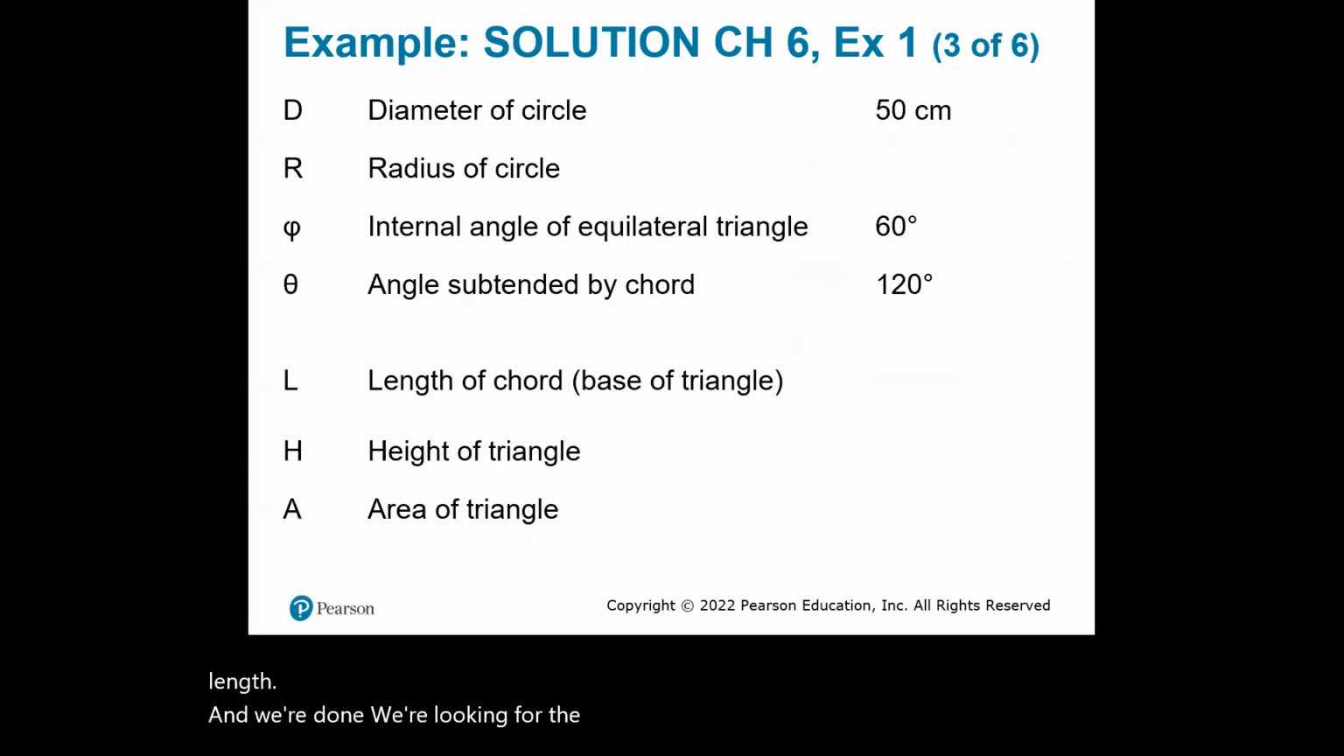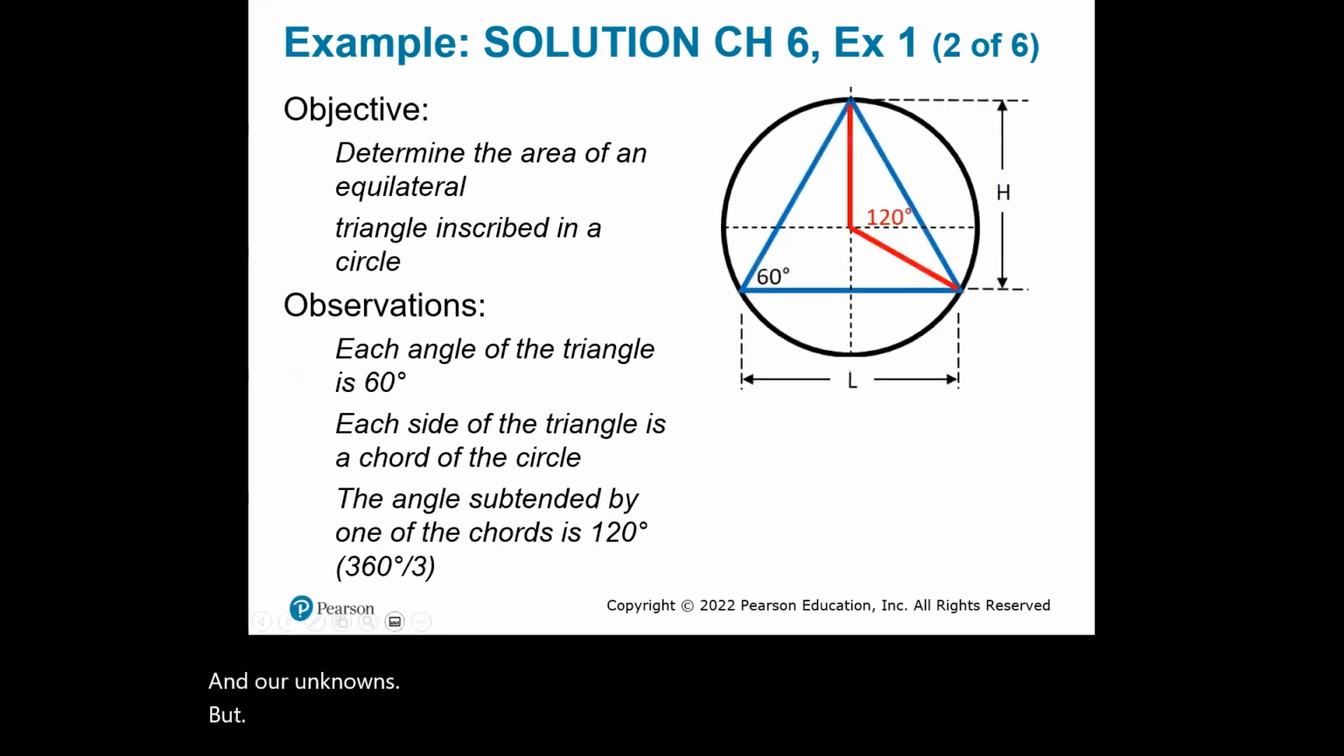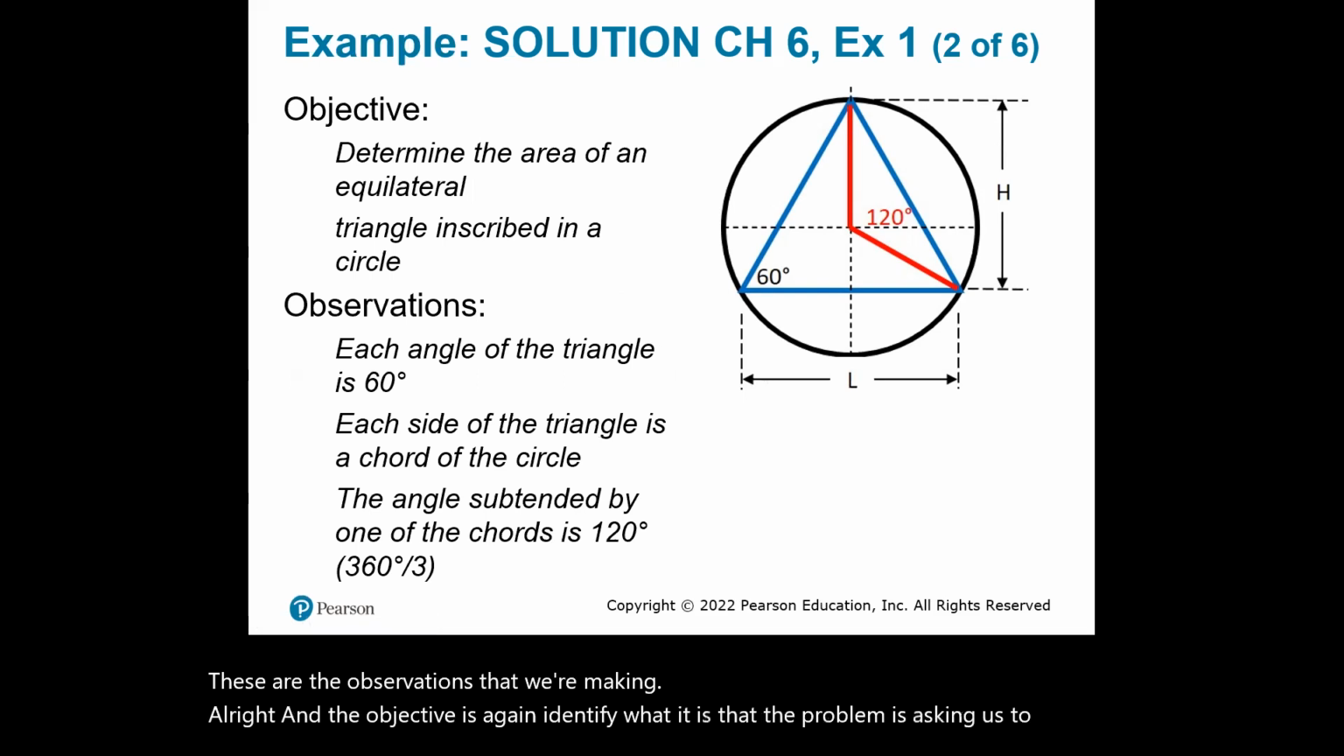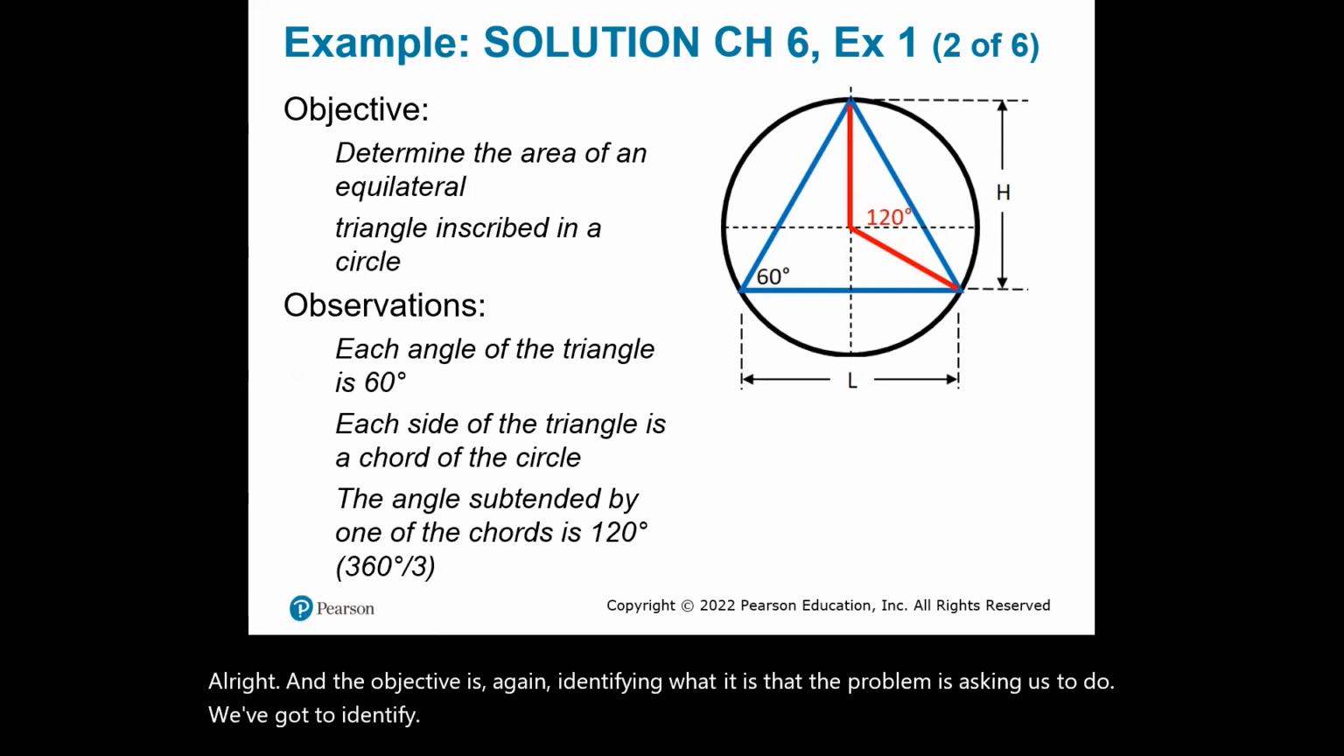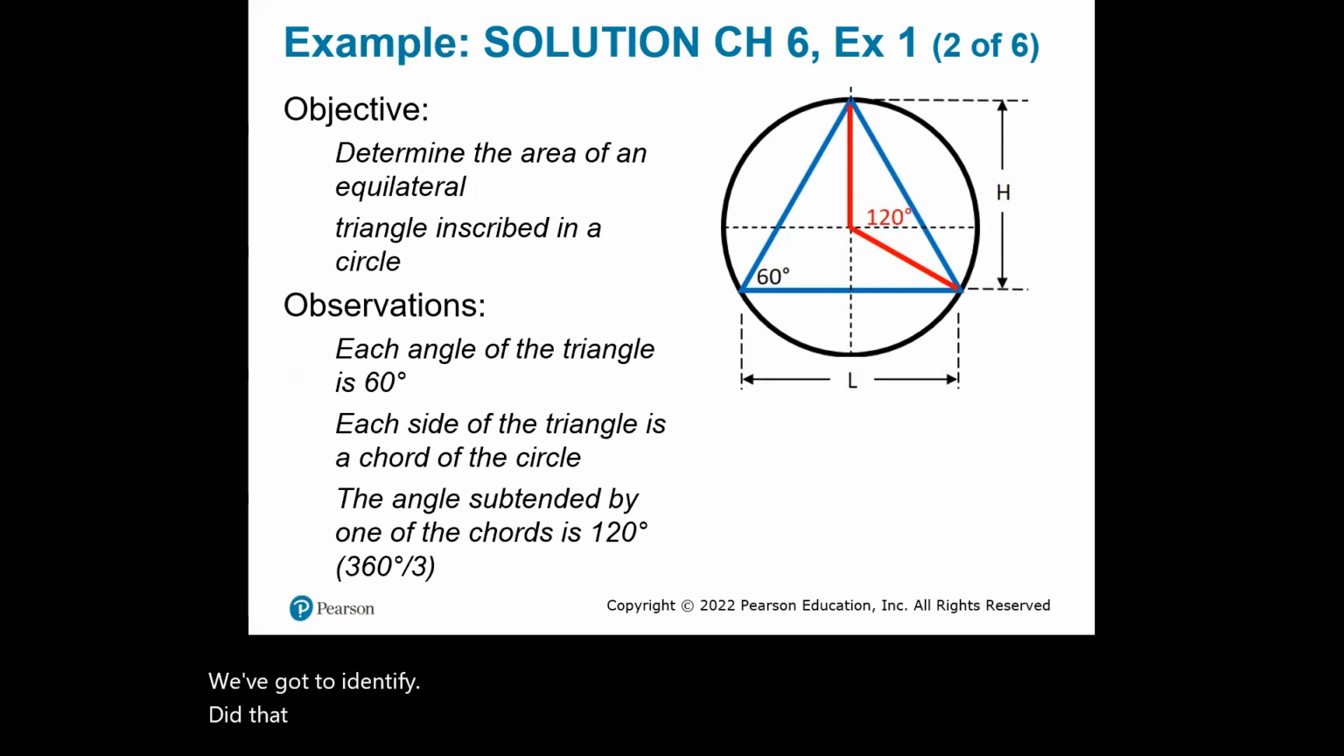All right, so this is us listing our knowns and our unknowns. But previous to that, this is us creating a sketch. These are the observations that we make. And the objective is, again, identifying what it is that the problem is asking us to do. We have to identify that, and that is determining the area, right?